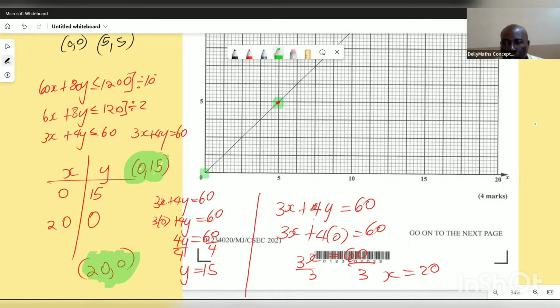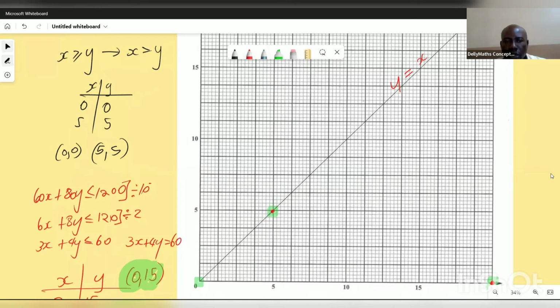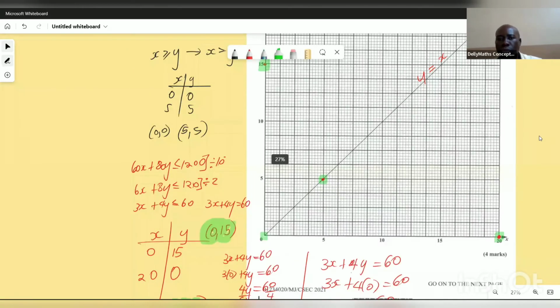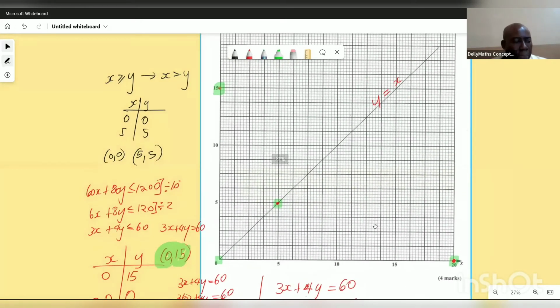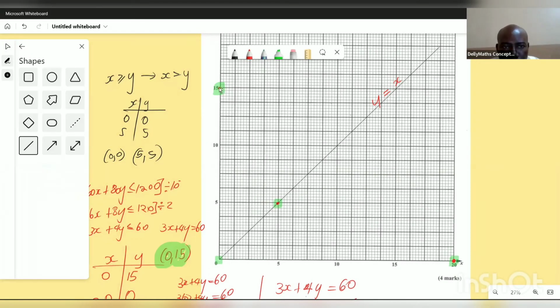So 20, 0 is right here. This is where 20, 0 is. I'm going to mark that spot with a red. And the other one is 0, 15. So 0, 15 is all the way up here. I could highlight it for you so you could see right there, 0, 15. So I'm going to draw this line now, right? All right, so 0, 15 right there, all the way down here. That's it.